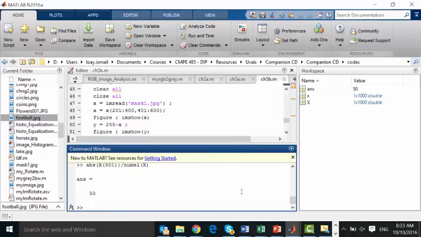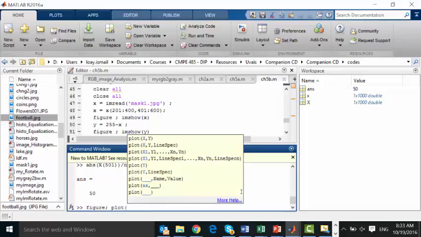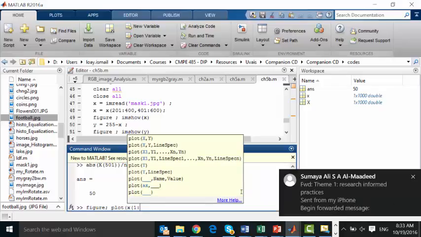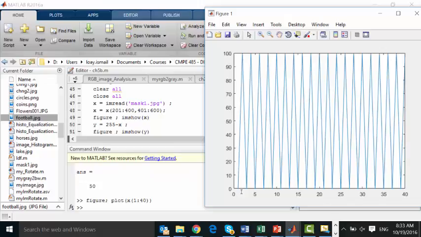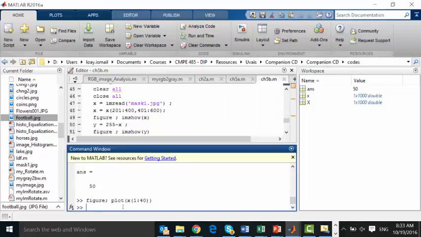If you want to see the current situation of the signal, let's plot it. Here we have x of 140. Something like this. As you can see, it is fluctuating between 0 and 100. Let's add another signal to this signal, with a frequency equal to 250.